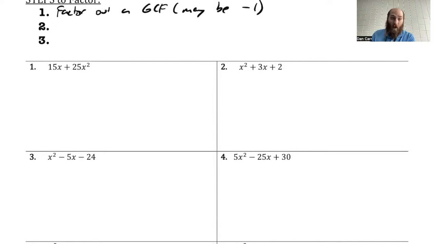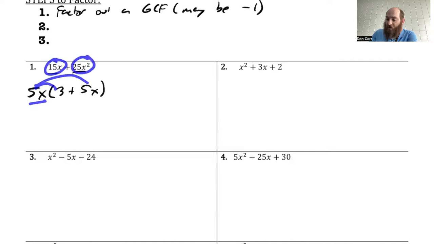So for example, for number 1, 15x and 25x squared, all I can do is take out a GCF. If I look at 25 and 15, the number that I can take out is a 5. And between x squared and x, I can take an x out. So I do that, and we're left with 3 plus 5x. As a reminder, 5x times 3 is 15x. 5x times 5x is 25x squared. I just like to think of it as what's backwards of distribution.